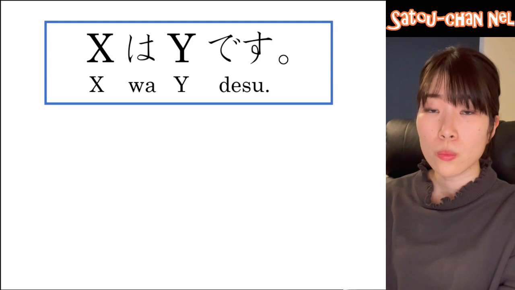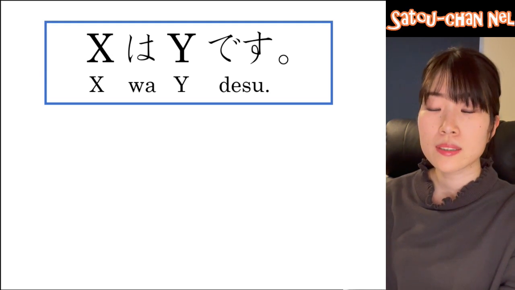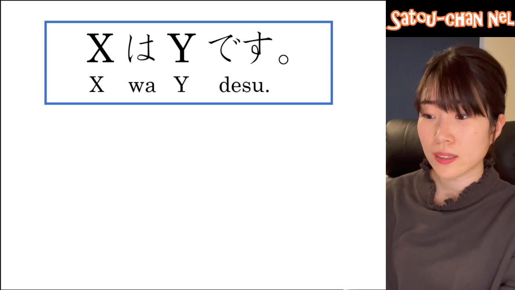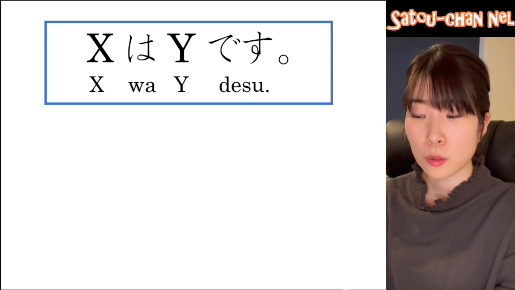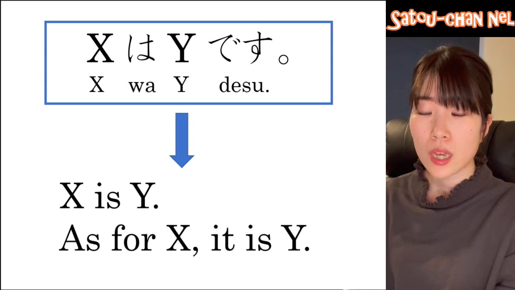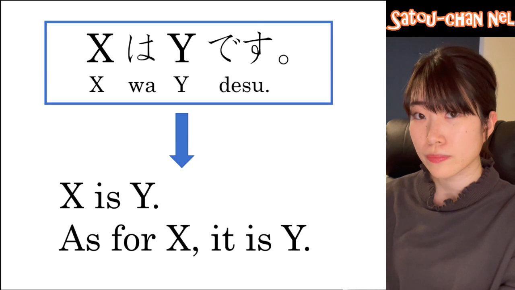X は Y です。This is the most basic sentence structure in Japanese. It means X is Y, or as for X, it is Y.